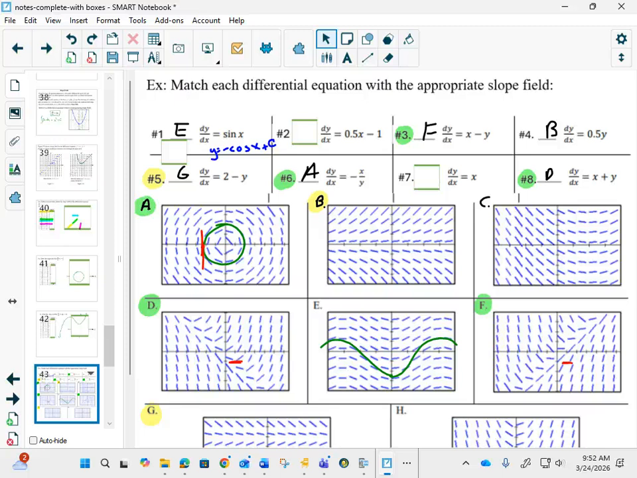So we can use specific points and plug them in to check things on our slope field. Now these slope fields, they were done purposely so you didn't know exactly the scale and you didn't know the points. So you were kind of doing a little bit of guessing there.